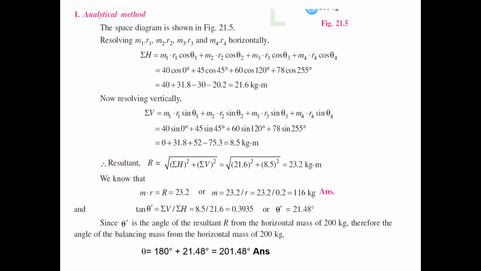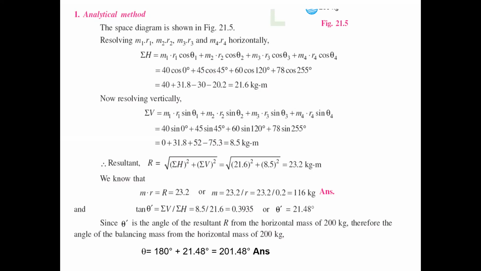So that is our sum of horizontal forces. Sigma H equals m1 r1 cos theta 1 plus m2 r2 cos theta 2 plus m3 r3 cos theta 3 plus m4 r4 cos theta 4. Why? Because those all have inclinations. m1, m2, m3, m4 all have inclinations, so when we have inclinations, we also resolve.